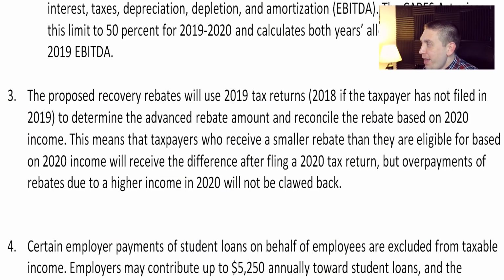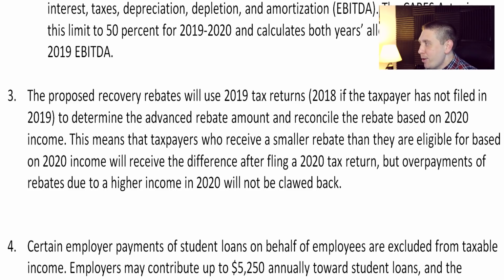Now, number 3 is similar to number 1, but I just want to reiterate here, and this is where it talks about it. It says the proposed recovery rebates, the stimulus, will use 2019 tax returns, 2018 if the taxpayer has not filed in 2019. So they went off your 2018 return to determine the advanced rebate amount and reconcile the rebate based on 2020 income.